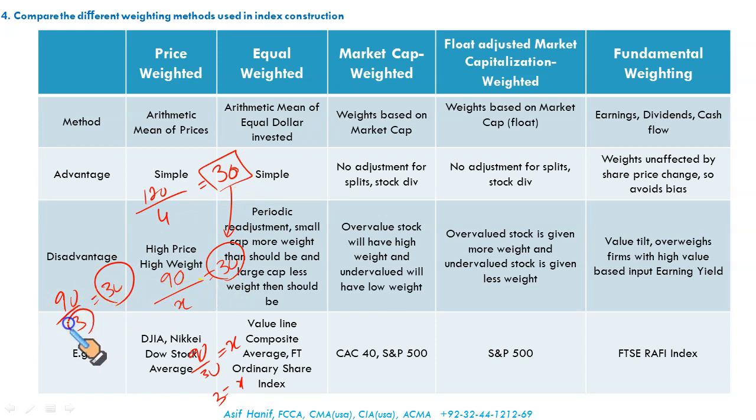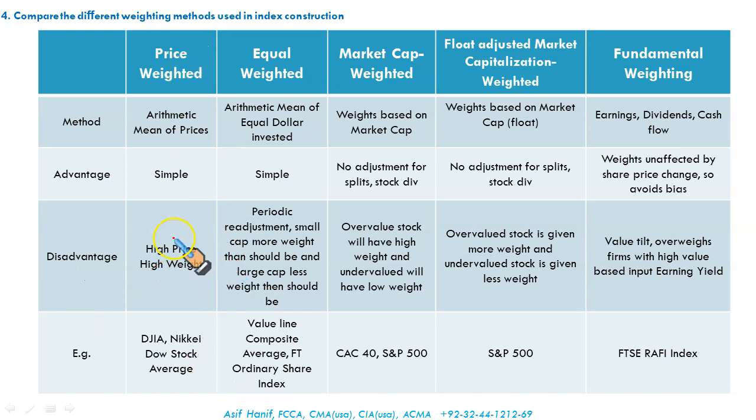When the prices change, the numerator will change. So, you have to adjust your denominator in a way that the total index value stays the same. So, that is the problem with the price weighted index, that you may have to change the denominator whenever there is stock repurchase, stock split, or any stock dividend given by the firm. So, that's the price weighted.